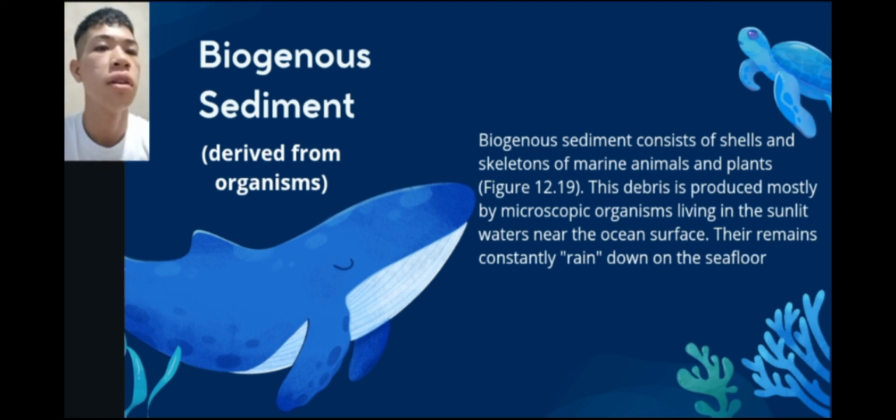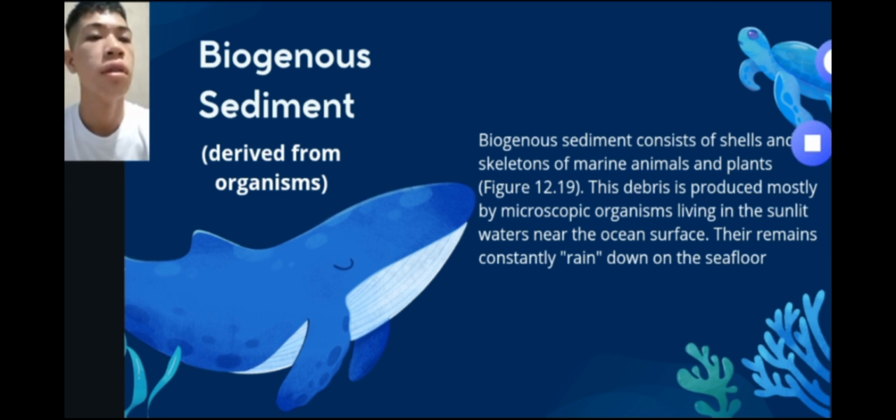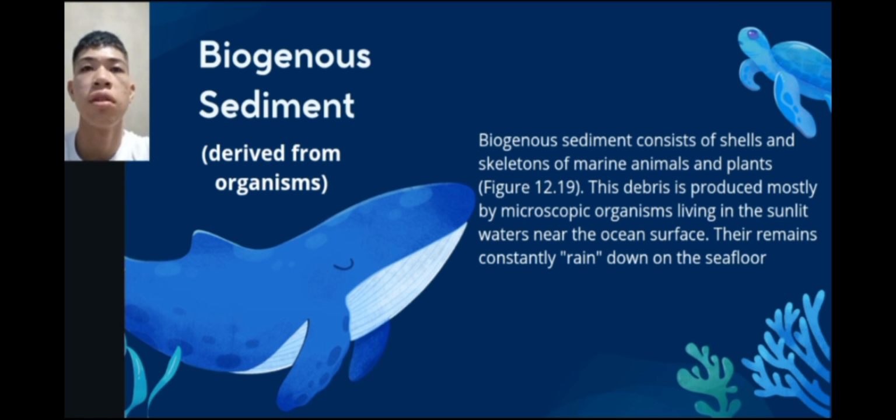Biogenous sediment consists of shells and skeletons of marine animals and plants. This debris is produced mostly by microscopic organisms living in sunlit waters near the ocean surface. The remains constantly rain down to the sea floor. So biogenous sediments come from the remains of living organisms that settle out as sediment when the organisms die. It is the hard parts of the organisms that contribute to the sediments, things like shells, teeth, or skeletal elements, as these parts are usually mineralized and more resistant to decomposition than the fleshy, soft parts that rapidly deteriorate after death.